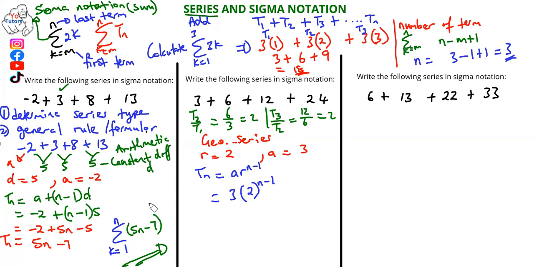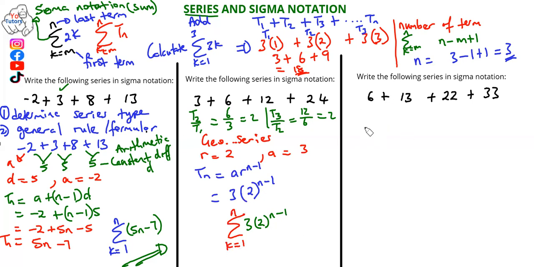So what are we going to have now in sigma notation? We have our n there, and we have k equals 1. Then we plug in our general term there, 3 times 2 to the power n minus 1. So in this case, with this sigma notation, we can actually determine what type of series we have, because we can find the first term, the second term, the third term, and it goes on like that.